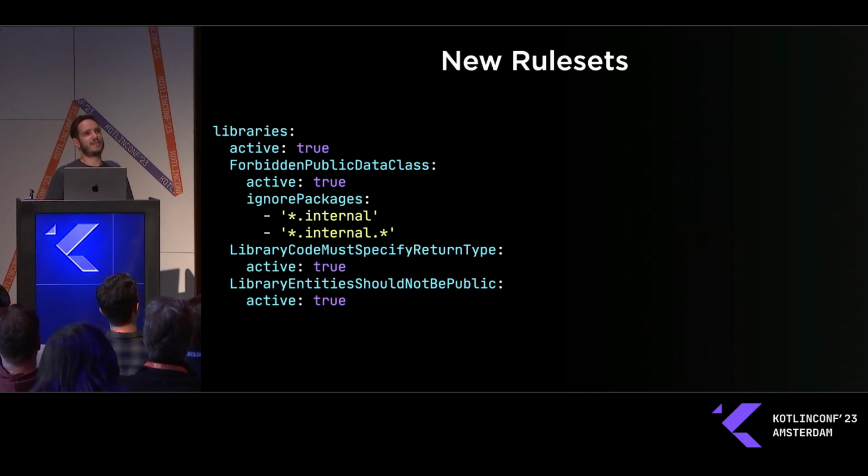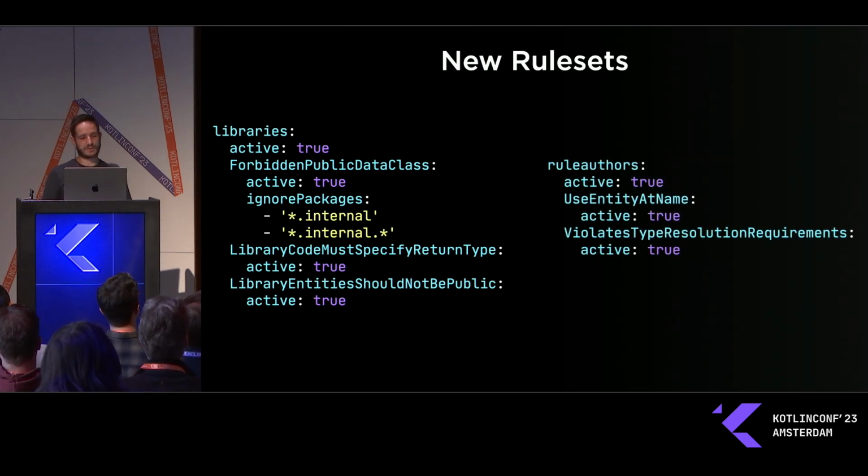The libraries rule set is a collection of rules that are specifically designed for library authors. For example, we noticed that when you write code that is library, like APIs and so on, you need explicit API mode, and you need to think of your API in a different way. So we collected all the rules over there.